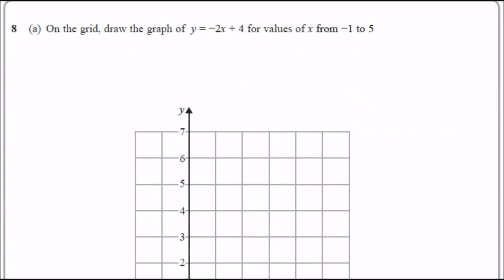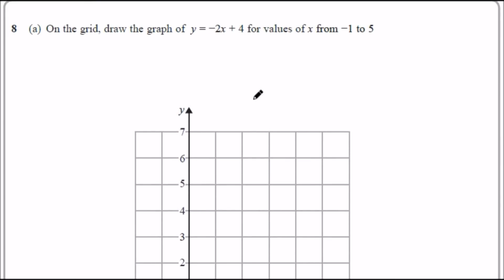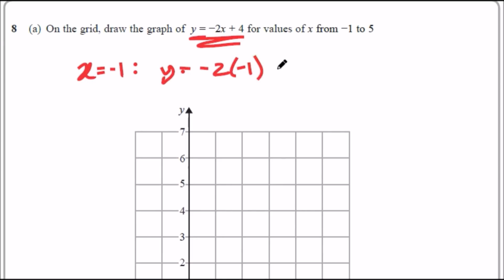All right, number 8. On the grid, draw the graph of y equals minus 2x plus 4 for the following values of x. This is quite easy. One thing you have to know is that this is a linear graph. With linear graphs, you just need to plot 2 points and draw a straight line. So I will substitute the first value and the final value into this equation. When x equals negative 1, y equals minus 2 times negative 1 plus 4. Minus 2 times minus 1 is plus 2. Add that to 4, you get 6. So the first coordinate is minus 1, 6.